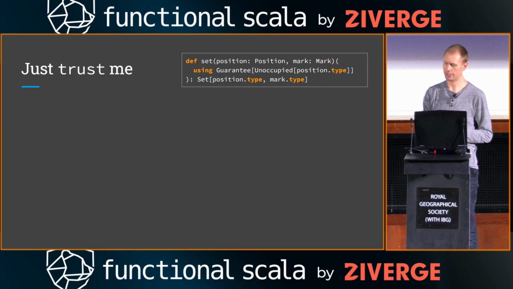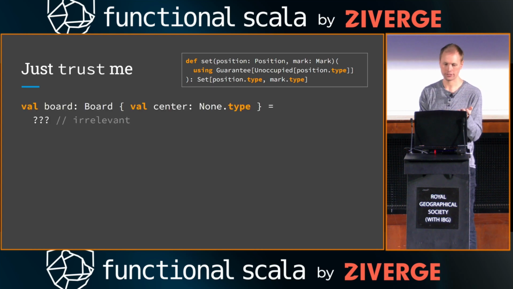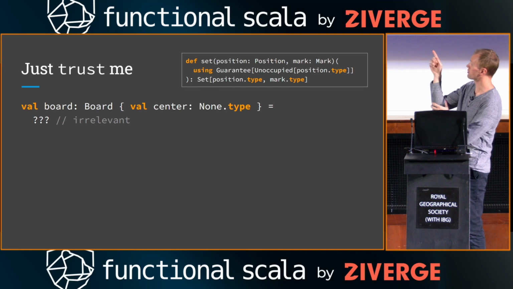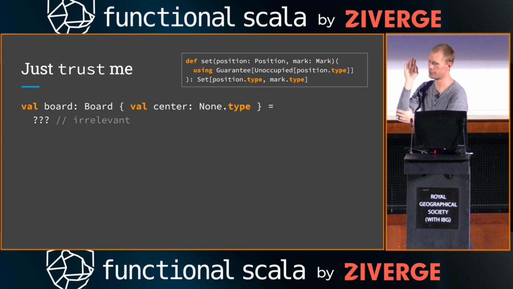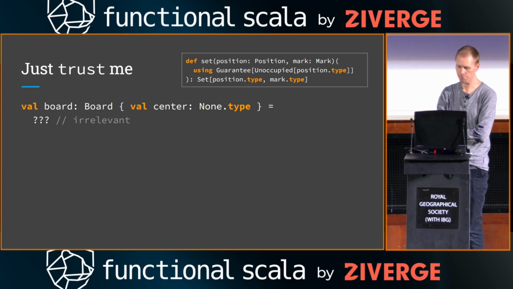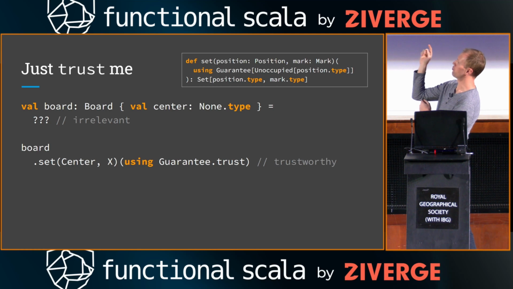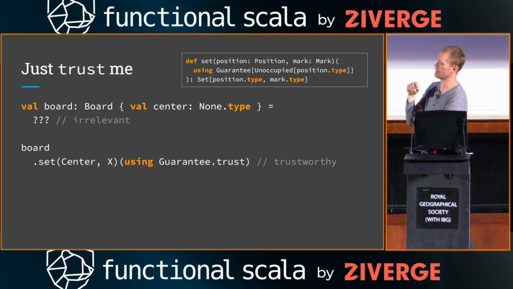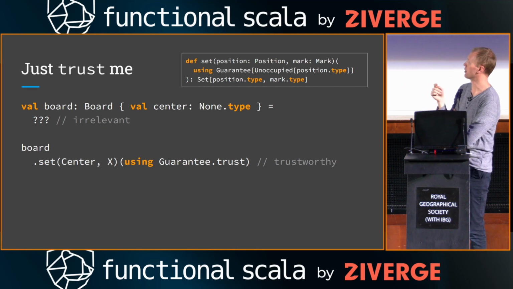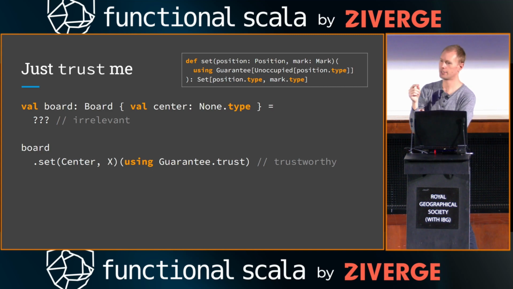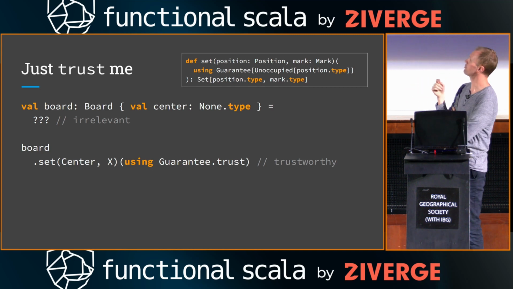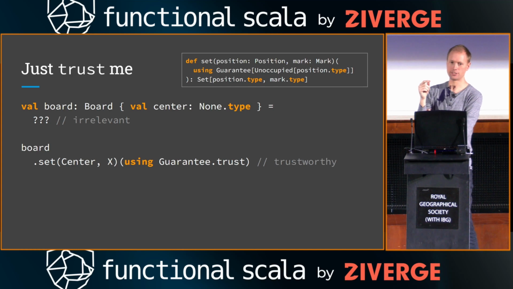Well, one way we can get a guarantee is you just gotta trust me, right? So if you have a board, and let's say that we do know something about the board, so we refined it so that the center is none. Doesn't matter how we got here, but somehow we know that. So we can call board.set the center to X, and we are going to use some guarantee.trust. Just believe me, this will work out. So we're telling the type system we know that it'll work. So we're being trustworthy here.